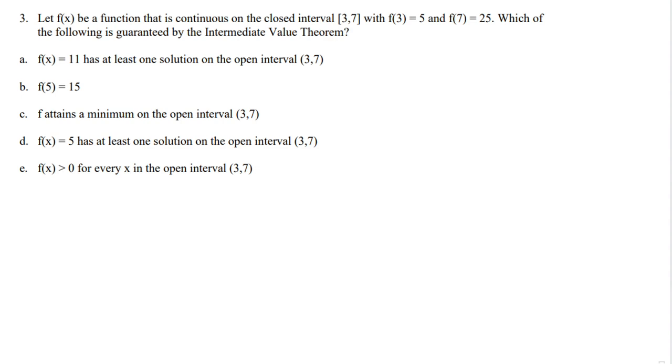All right, for our next one here, we have a function that is continuous on the closed interval 3 to 7. And f of 3 equals 5, and f of 7 equals 25. We want to know what's guaranteed by the intermediate value theorem.